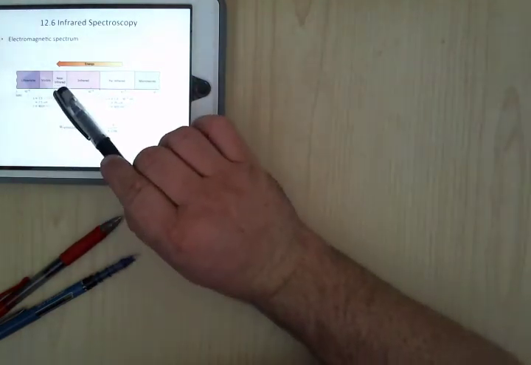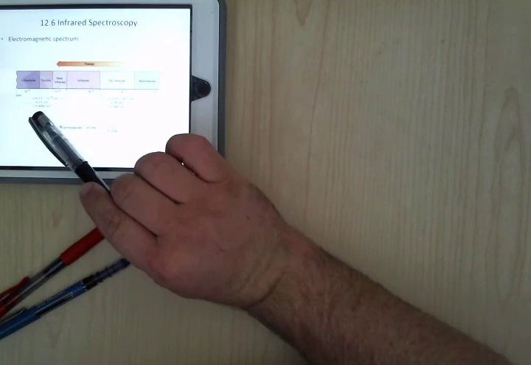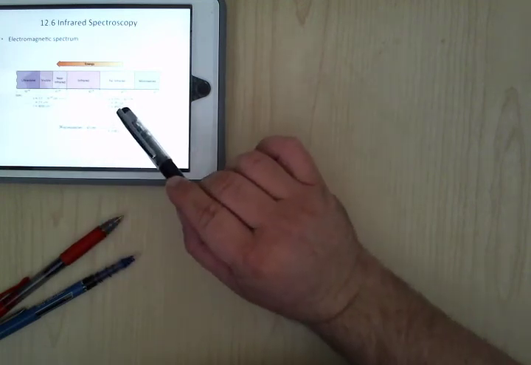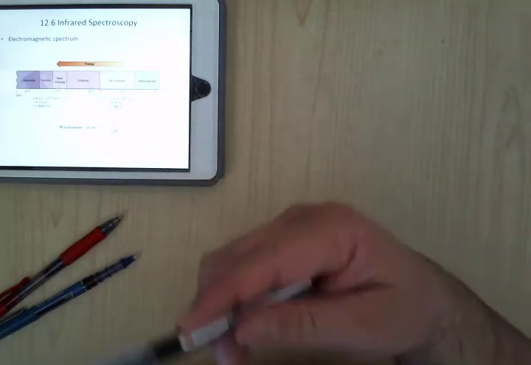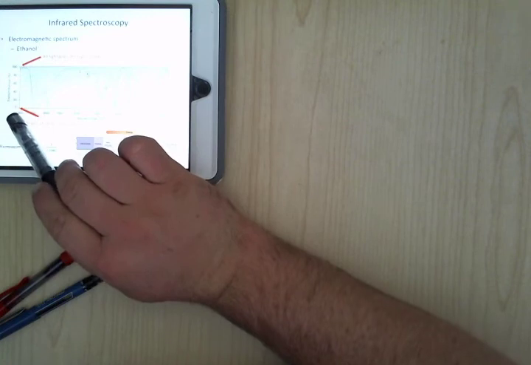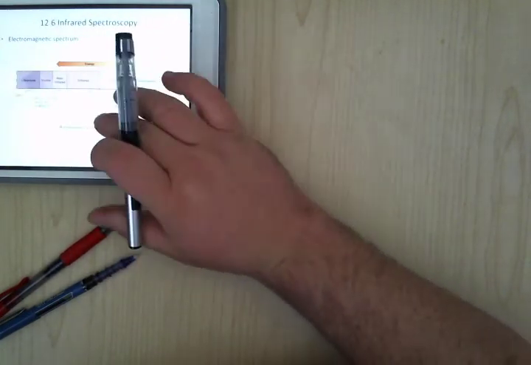So 4,000 is over here, 400 is over here, and it also lets you think about the fact that 4,000 is higher energy than 400. It's easier to think about, right? So high energy, big wave number; low energy, low wave number, right? So it's a way to do that.